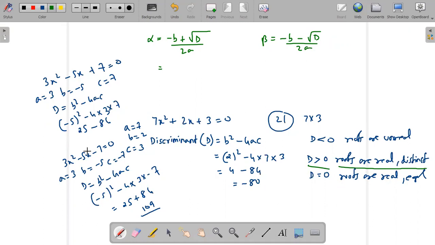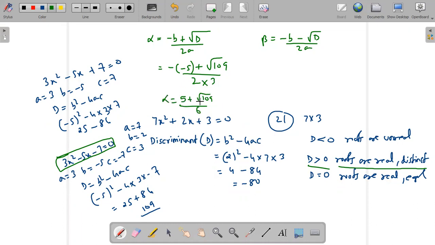Minus b plus root d. So if I'm taking this question, what is my minus b? This is already negative 5. So minus of minus 5, plus root d. So root 109 upon 2 multiplied by a value, which is 3. So 2 into 3. So what is my answer? 5 plus root 109 upon 6. So this is my first answer, 5 plus root 109 by 6.